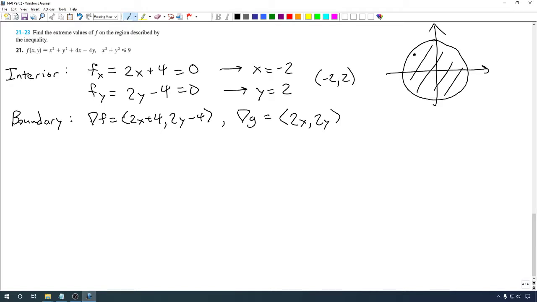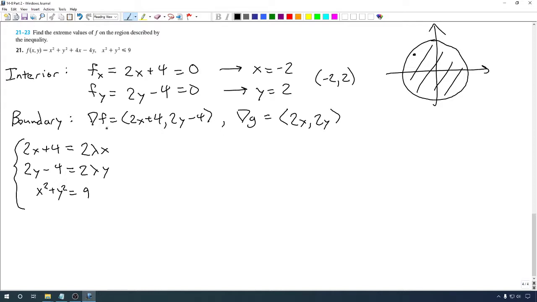And so we have 2x plus 4 needs to equal 2x times lambda. 2y minus 4 needs to equal 2y times lambda. And then, of course, we have our constraint that we need to throw in there. And we need to solve this system of equations.